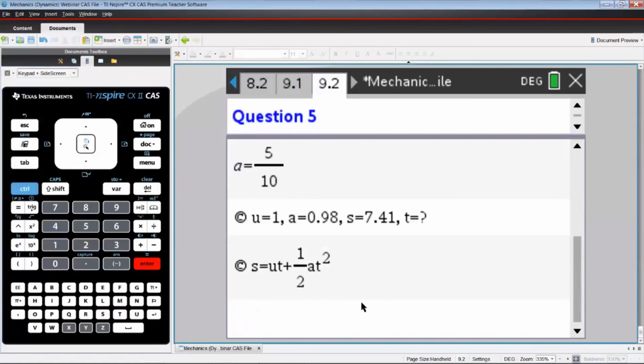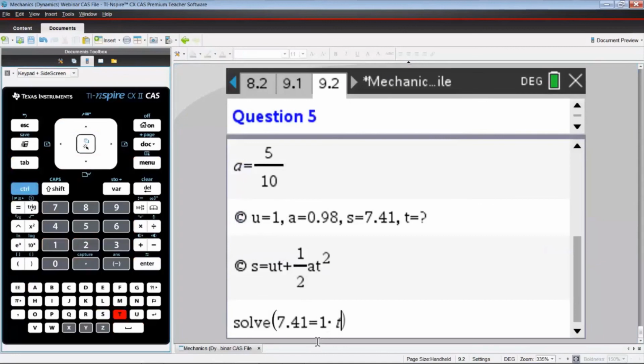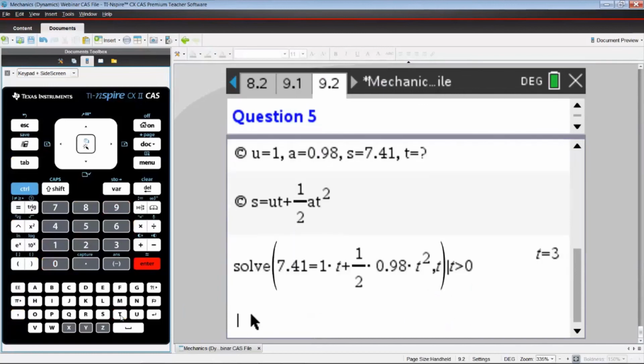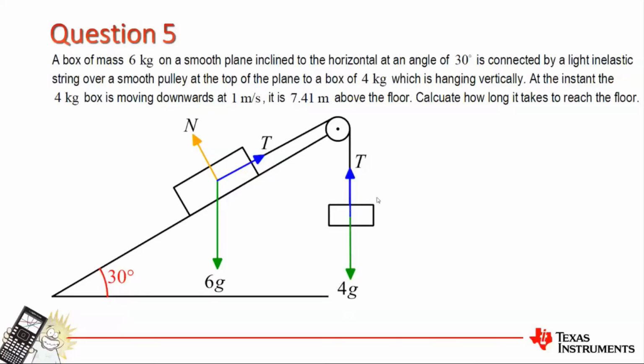Now I'm simply going to use the solve command. Menu 3, 1, solve. So s is 7.41 equals u times t plus a half times a times t squared, comma t. Given this is a quadratic, it might be useful to give it a condition that we want our t value to be positive. Hit enter, and there we go. t equals 3. So it takes exactly 3 seconds for this 4-kilogram box to start at 1 meter per second and then land on the floor 7.41 meters down.